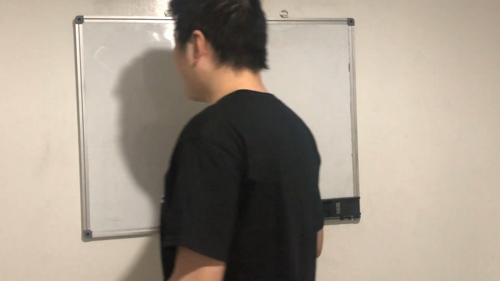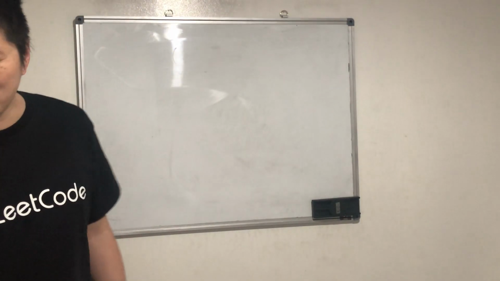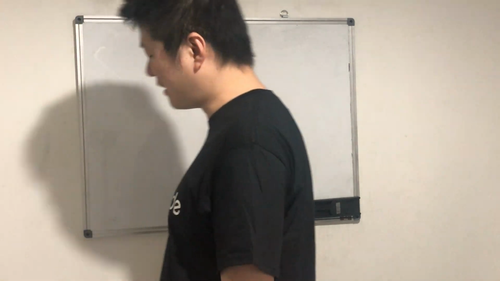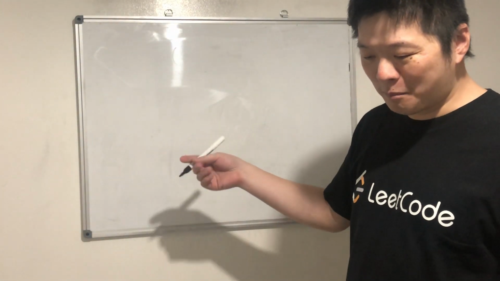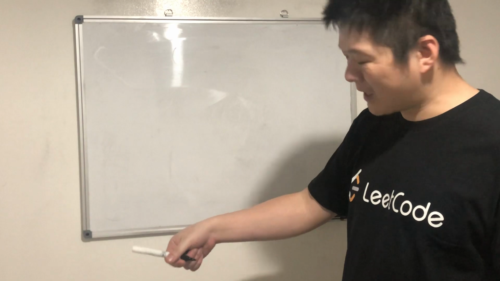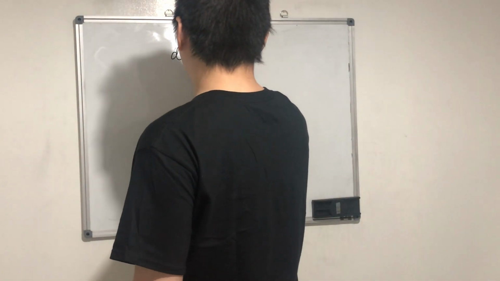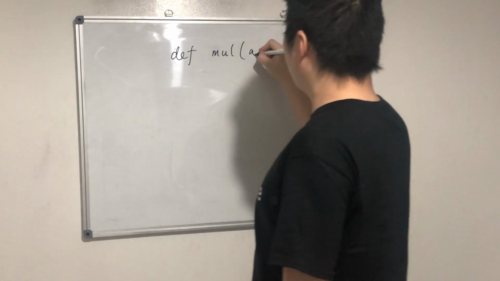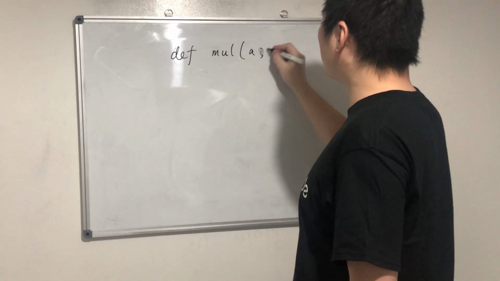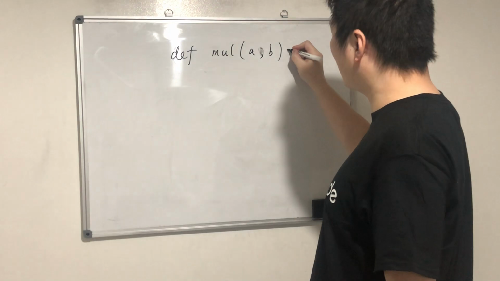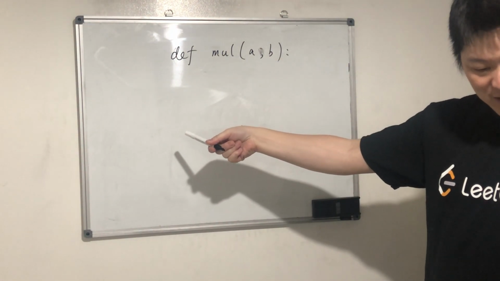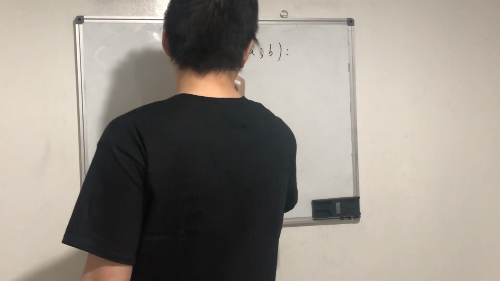Good. Okay. So today we talk about a program. How do you multiply two integers? Can you write the function to multiply two integers? Very simple. I write the top for you. Define multiply, A and B, two integers. What's missing? Colon. Okay, and then what? Can you write it? Return what? Return A times B.